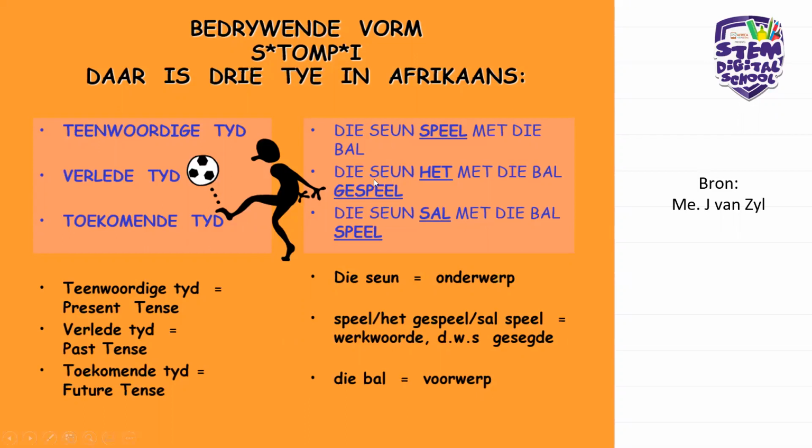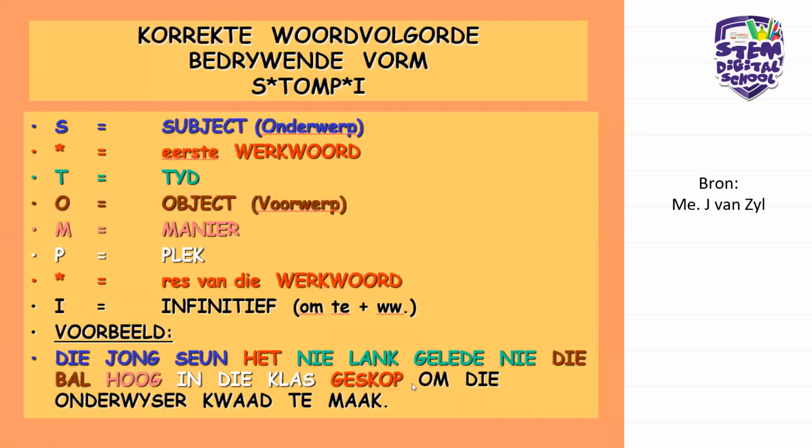Okay, so let's have a look now. Look, I see our time is almost up. We've got two minutes left, so I'm just going to quickly run through this, and then I'll start with this one again tomorrow. So according to Stompy, they're just giving us here an example again. So S would be the subject, then the first werkwoord, the T would stand for time, the O would be the object or the voorwerp, M would be the manier, P would be the plek, then the second verb would be the rest of the werkwoord, and then the rest of the sentence after the words would be the infinitive.